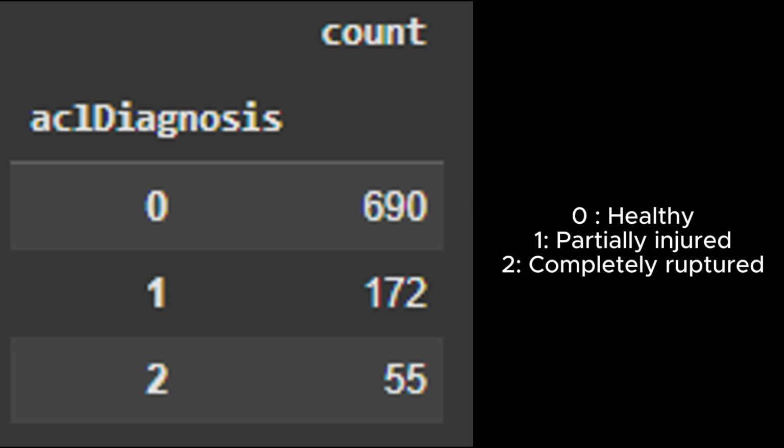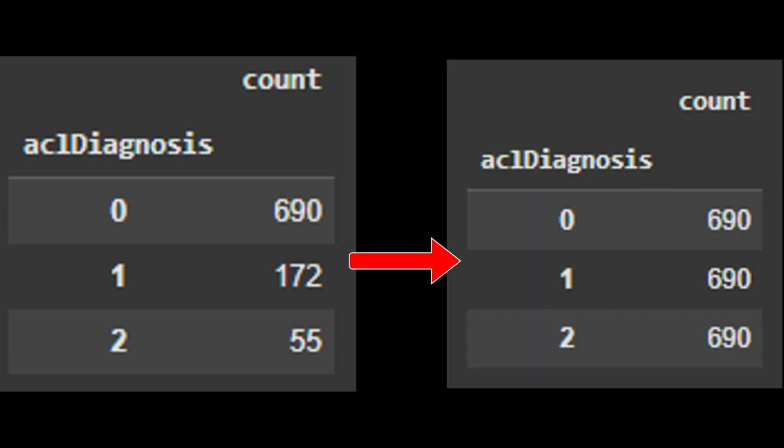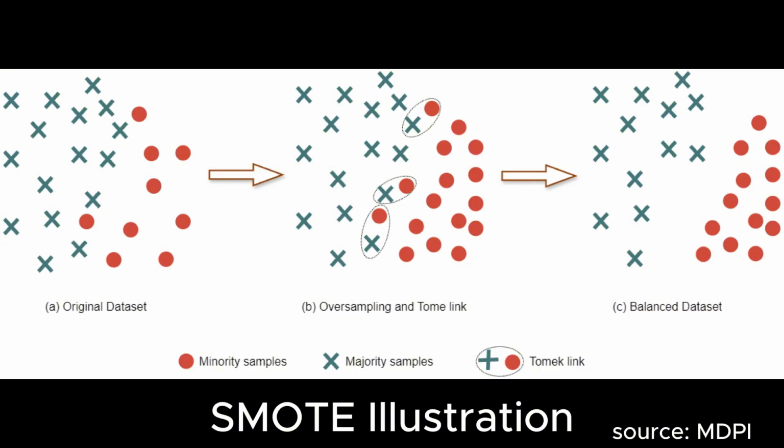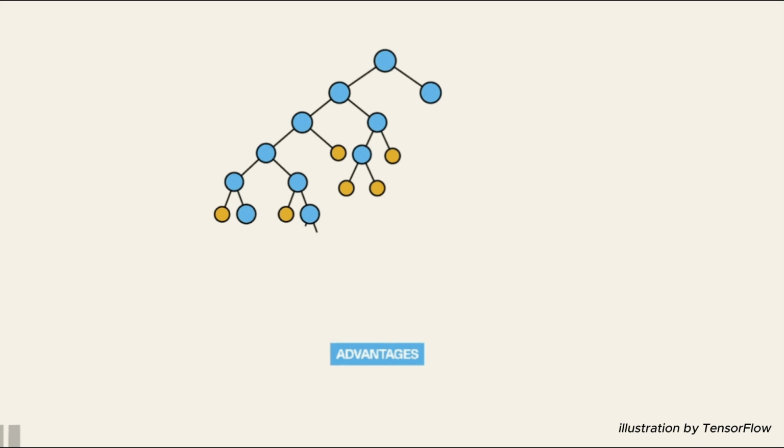To help the computer learn better, we added more examples of the rare injuries using a technique that creates similar new data. It is called SMOTE. Then, we cleaned the data and made sure everything was on the same scale. We tested three smart systems, or models, to help with the classification.